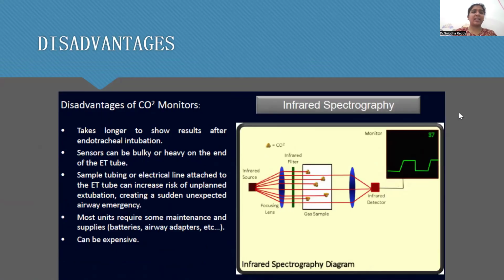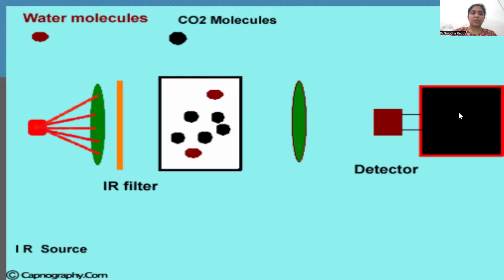What are the disadvantages? It takes longer to show after endotracheal intubation. The graph takes time to reflect on the monitor. Sensors can be bulky or heavy at the end of the ET tube, which might cause accidental disconnection of the ET tube. Sample tubing or electrical wiring attached to the ET tube can increase the risk of unplanned extubation, which might result in a sudden airway emergency. So we should be cautious while using mainstream capnography, which I'll explain in further slides. Most units require some maintenance and supplies like batteries, adapters, and so on. It might be expensive also.